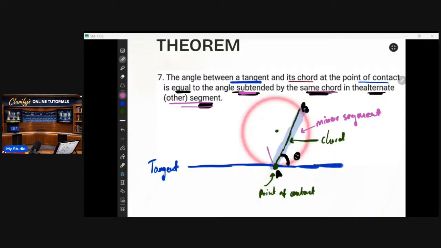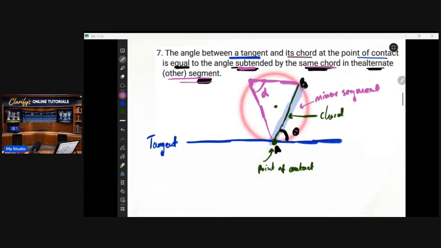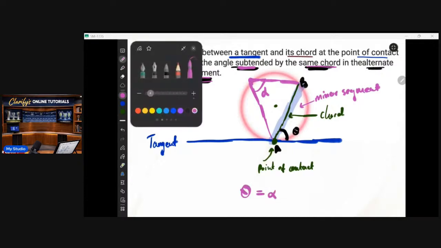Now we want the angle that the chord makes. The chord subtends, because they say it's subtended by the chord. We now want the angle that this chord can make. This angle here, if we call it alpha, you will know that theta is equal to alpha.